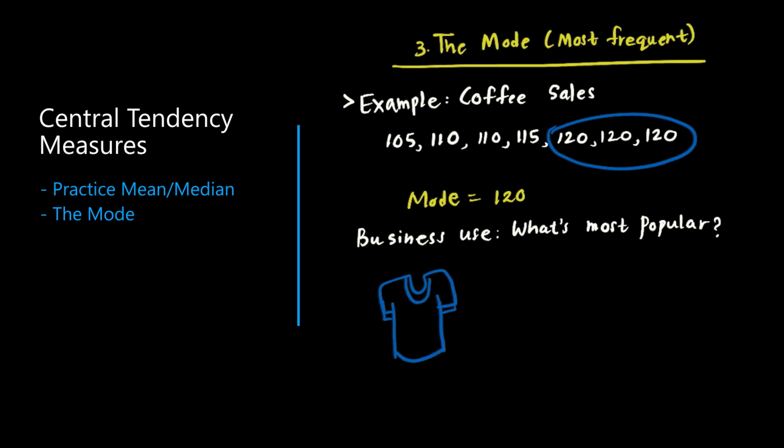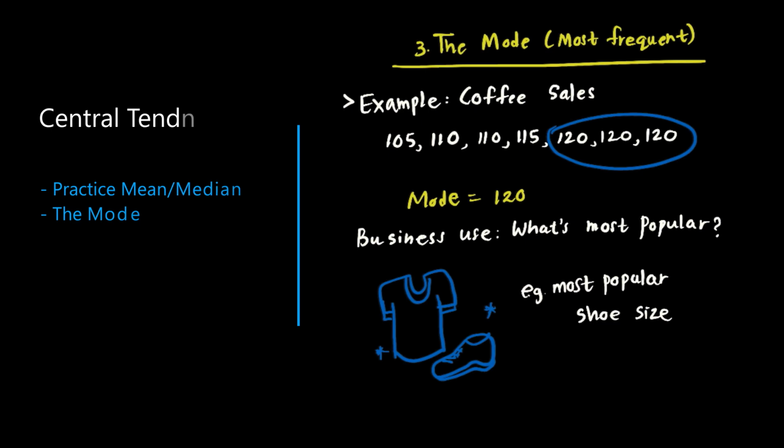While the mode is easy, it's often the least useful measure of the 3 for financial data, but it's very useful in other business contexts. For example, a shoe store manager would use the mode to find out which shoe size is sold most often, so they know which size to stock up on. They don't care about the mean shoe size, they care about the most popular one.